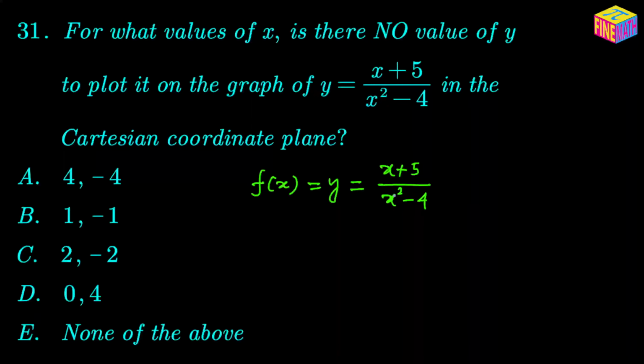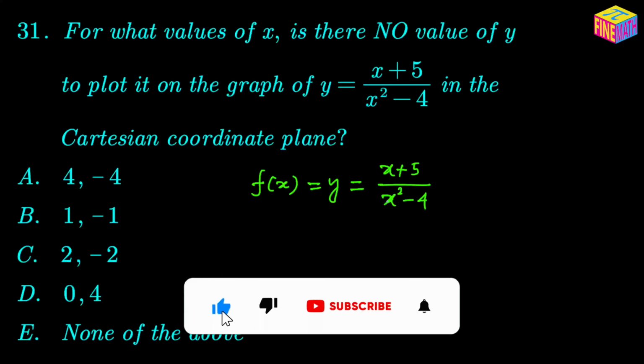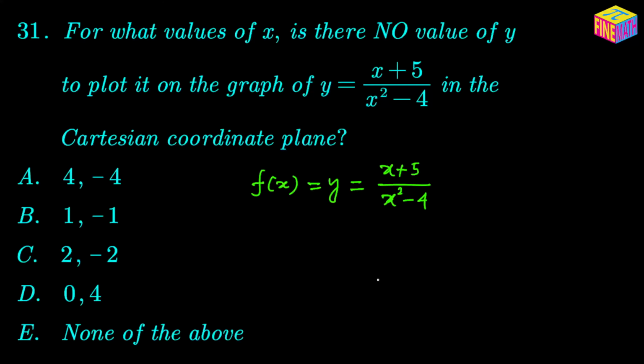Now the question says: for what values of x do we have no value of y for us to be able to plot on the Cartesian coordinate plane? So that means we need to find those values of x for which y has no value. That means y is undefined. From the question we have to extract this clue: y has no value means y is not defined. So we have to find out what those values of x are for which y is not defined.